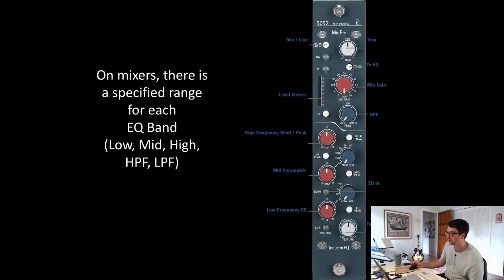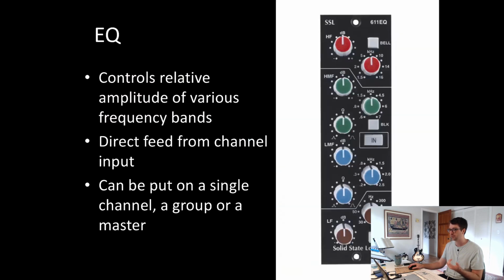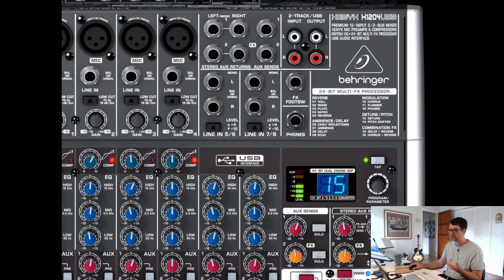Usually for each mixer, there's a specified range for each EQ band, for each shelving filter or each peaking filter, and it's either customizable or it's not. So these are both customizable. The other ones we've looked at, like this one, is not customizable. So it tells you what frequency these are based on.